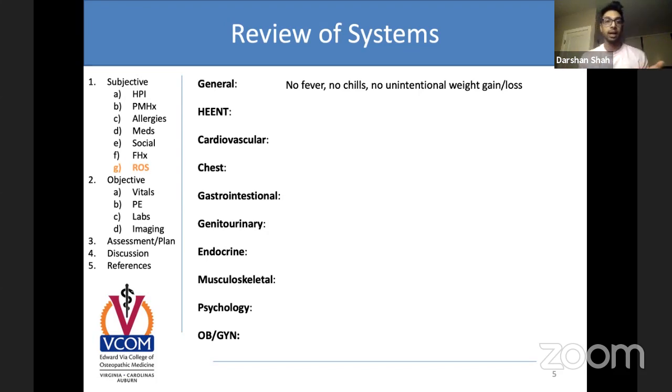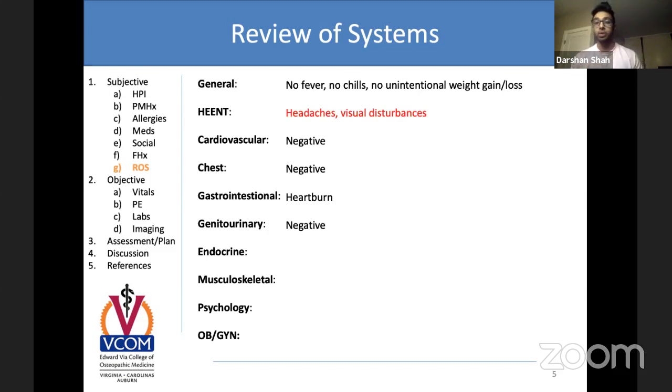HEENT is head, ears, eyes, neck, and throat. So like she said, she has headaches and she has visual disturbances. Cardiovascularly, nothing. So no palpitations, no chest pain. Gastrointestinal, so just heartburn. For gastrointestinal, you also want to ask about nausea, vomiting, diarrhea, or constipation. Genitourinary, so this is, hey, do you have dysuria? Do you have pain when urinating? Do you have urinary incontinence? Is it hard for you to urinate? Things like that.